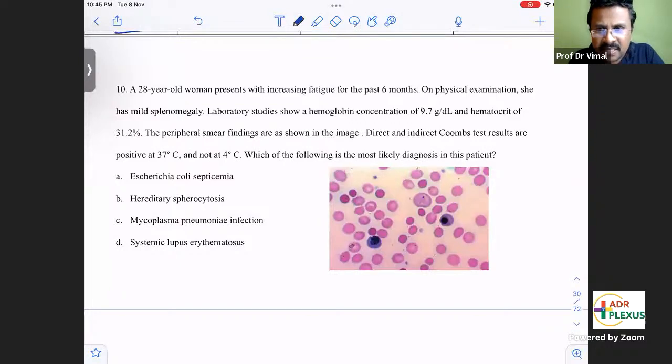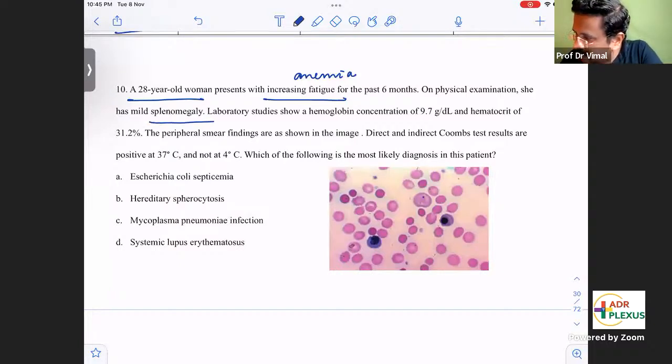So which of the following is the most likely in this patient? This is a tricky question. She's a 28-year-old female having increasing fatigue. That means she is having anemia. Increasing fatigue tells you that she is having anemia. On physical examination, mild splenomegaly is present and hemoglobin is reduced.